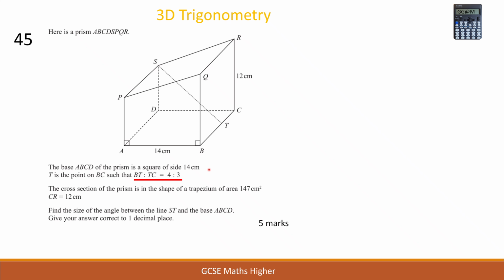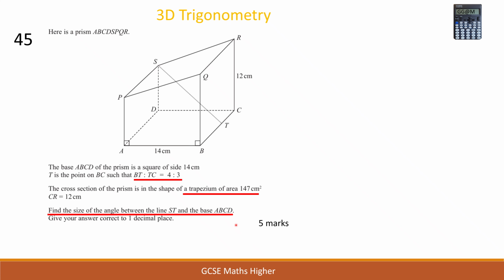You're told that the prism has got a square of 14 centimetres, which you can see in the diagram, and the cross-section of the shape is a trapezium with area of 147. So you can see this prism here, this trapezium here, has got an area of 147. And you're told CR is 12, which again is in your diagram.